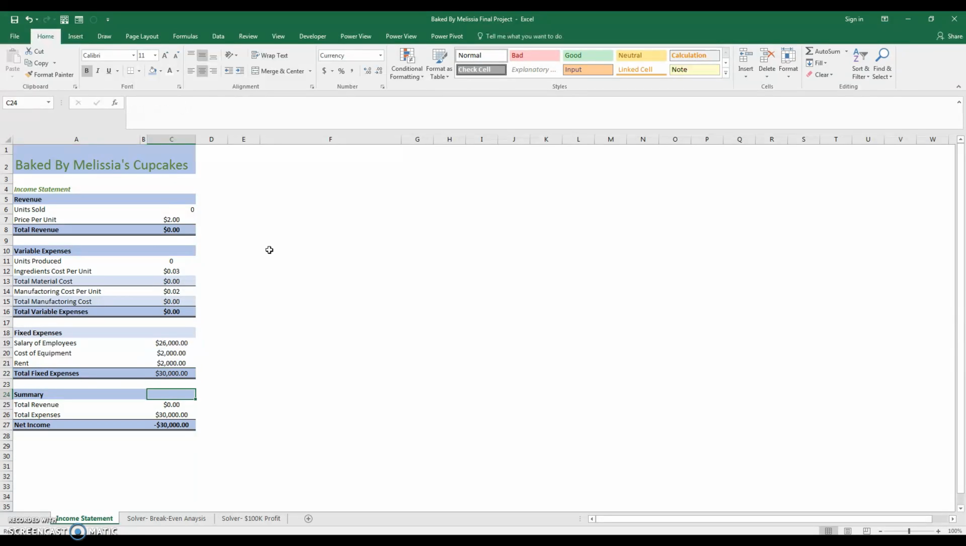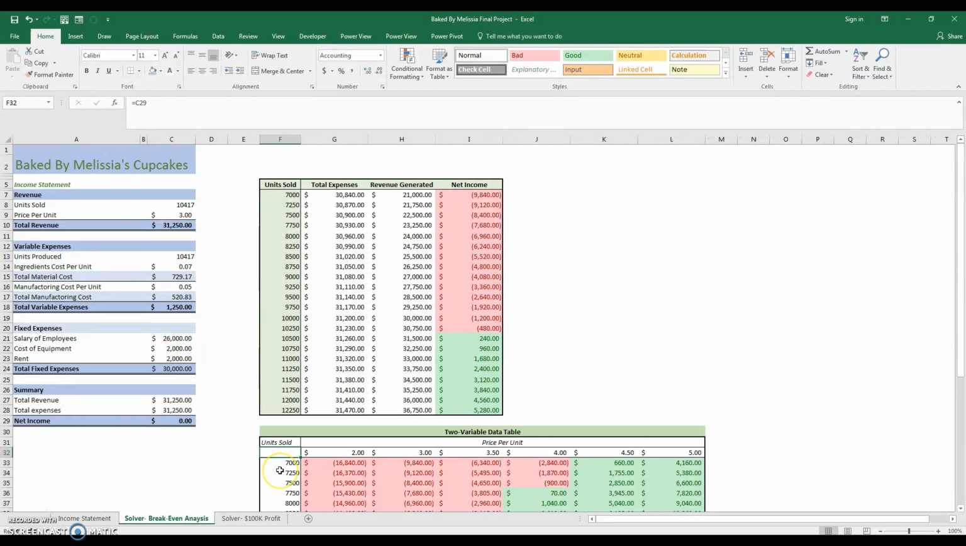And as a summary, total revenue is brought over here, which is units times price per unit. Total expenses equal total fixed expenses plus variable expenses, and net income is equal to total revenue minus total expenses. So with that being said, we go over to our break-even analysis. How many cupcakes do I have to make in order for us to grow?